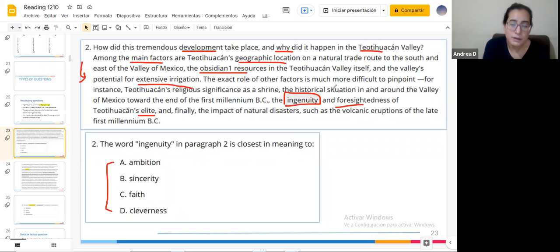Would it be the sincerity and foresightness of Teotihuacan's elite, the faith of the elite, the ambition of the elite, the cleverness of the elite? What would make more sense? In a guess, is there any options that you could consider eliminating? Any options that make more sense? What do you think?